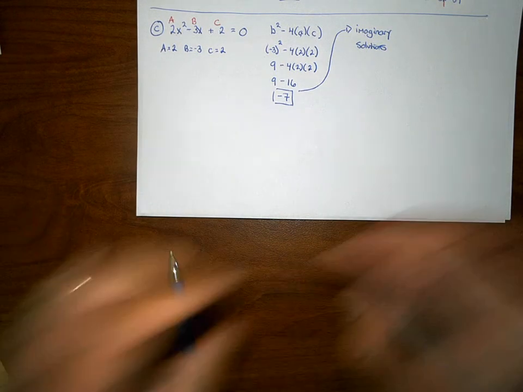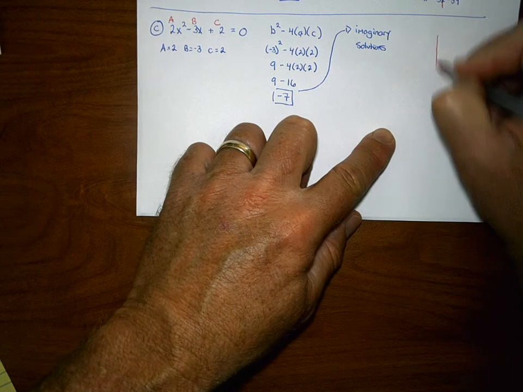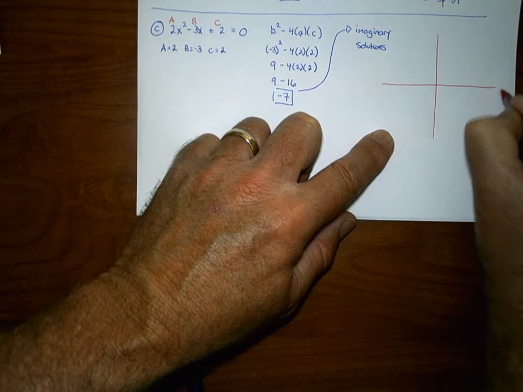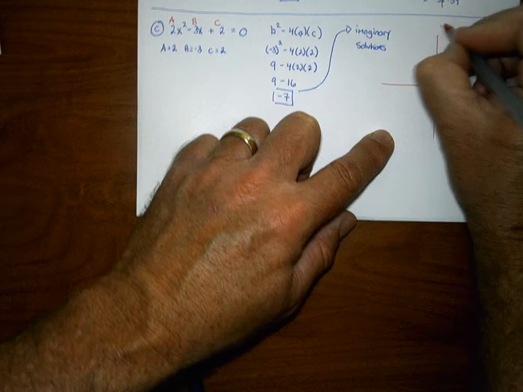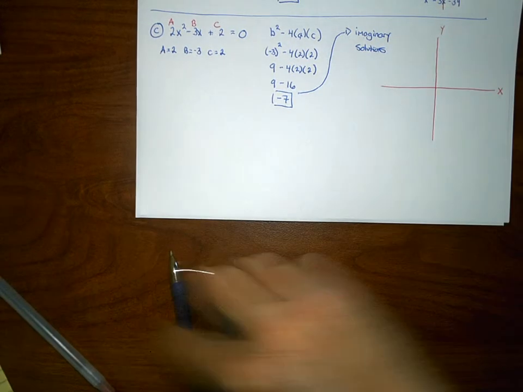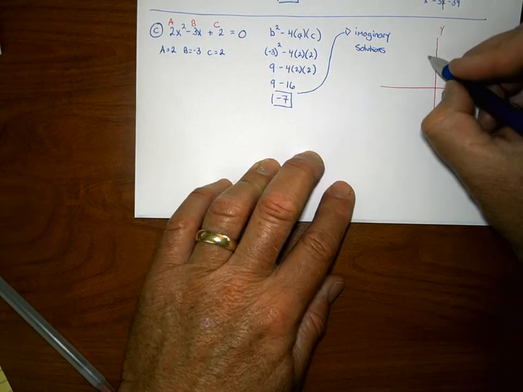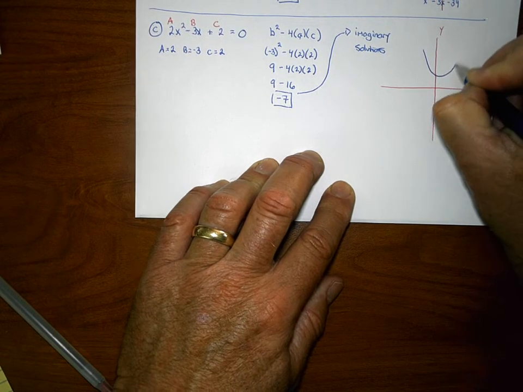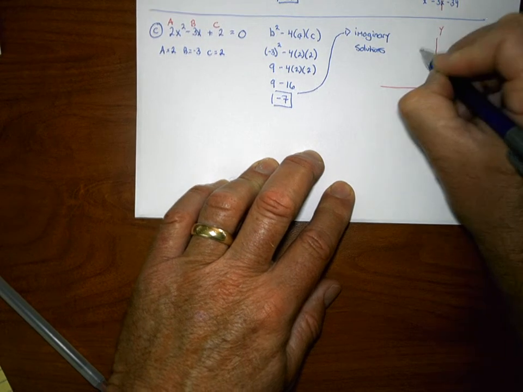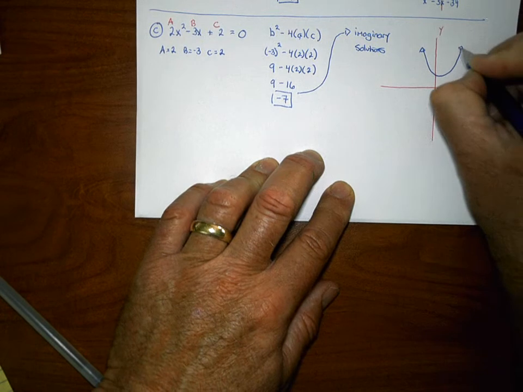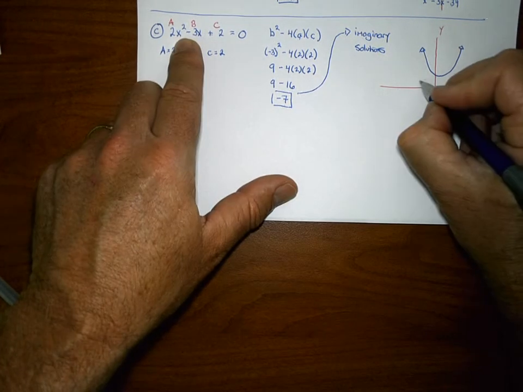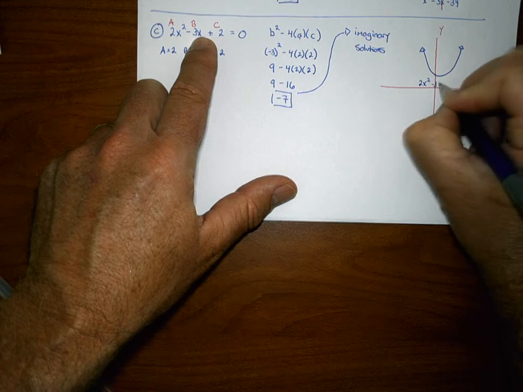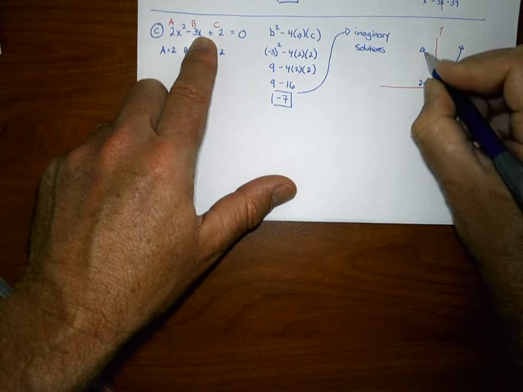Okay, so what does that mean? It means that we're going to have that imaginary number i involved in it. Looking at the graph of this, and once again I've already graphed this ahead of time, the graph of this equation would more or less look like this parabola right here. So when I graph 2x squared minus 3x plus 2, that is the parabola that equation makes.